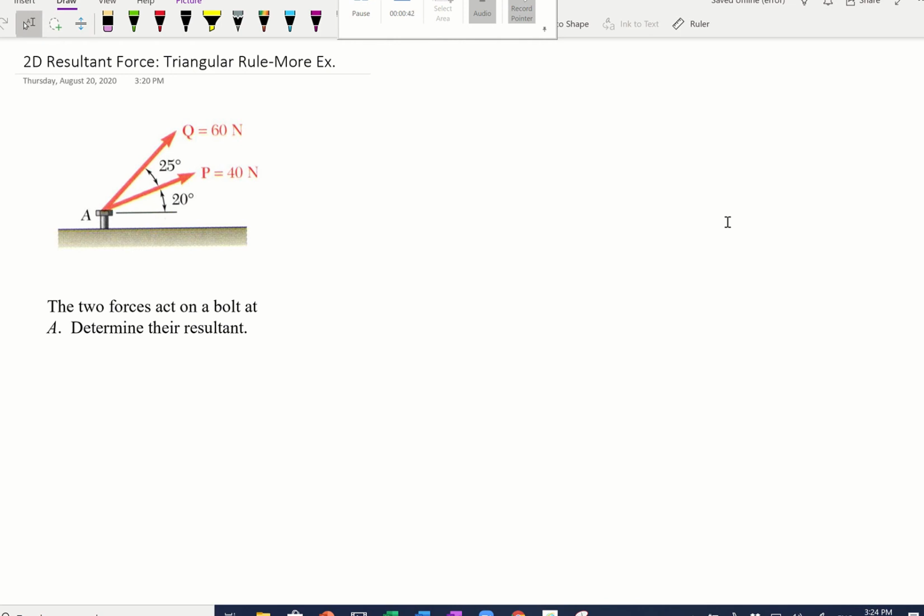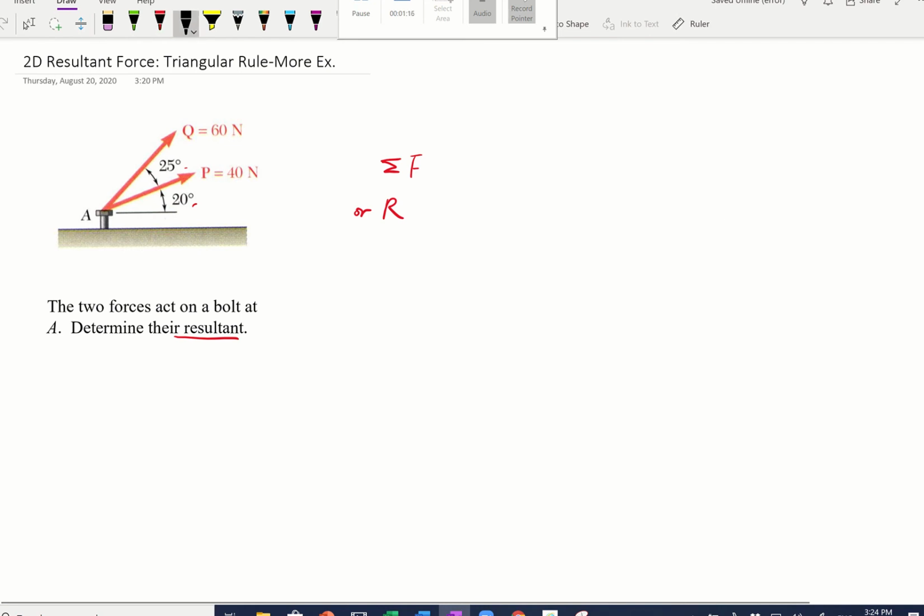So here they give us two forces, P and Q, and the angle between them as 25 degrees, and also P is 20 degrees counterclockwise from the x-axis. Our goal is to find the resultant, basically the summation of those two forces, or people use R also, either one. And how do we do so? We are going to create a triangle in order to use the triangular rule. To do that, we're going to use the head-tail connection.